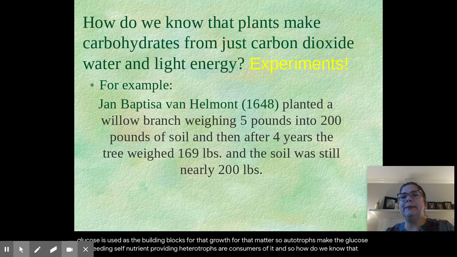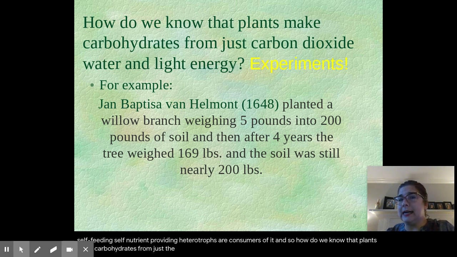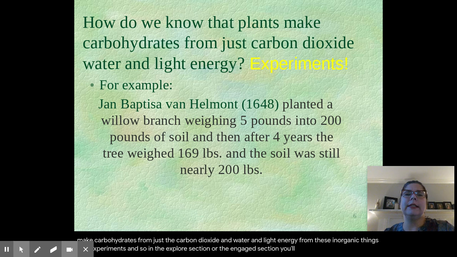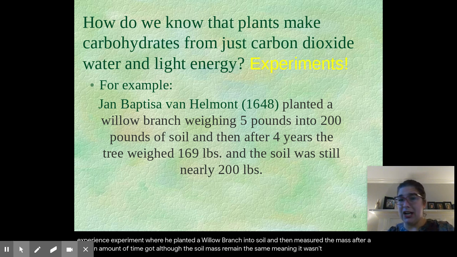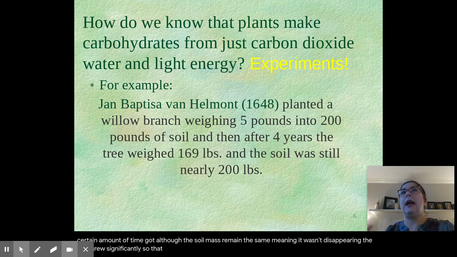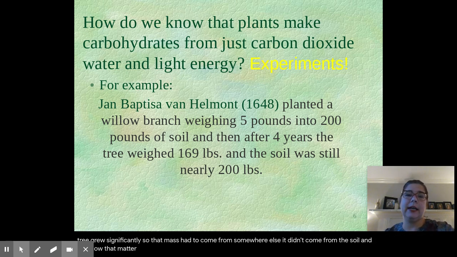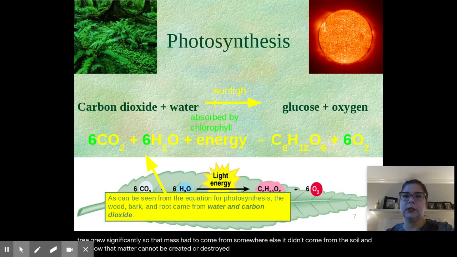And so how do we know that plants make carbohydrates from just the carbon dioxide and water and light energy, from these inorganic things? Well, experiments. And so in the explore section, or the engage section, you looked at the Van Helmont experiment, where he planted a willow branch into soil and then measured the mass after a certain amount of time, and was able to see that although the soil mass remained the same, meaning it wasn't disappearing, the tree grew significantly. So that mass had to come from somewhere else. It didn't come from the soil. And we know that matter cannot be created or destroyed. So that's where the process of photosynthesis comes in.